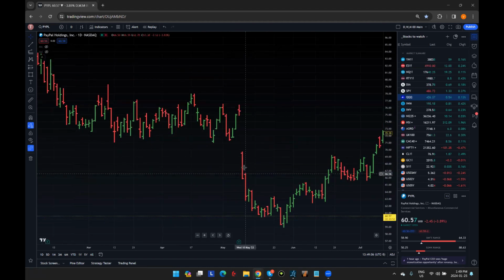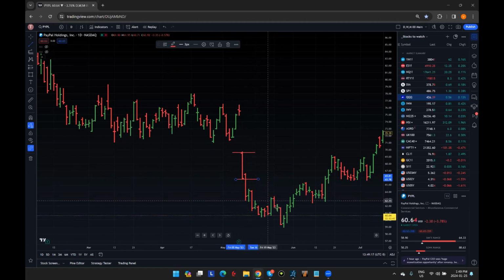All right, there's another quick example here. There we go, gap down. You let this bar close, you mark the high and the low, wait for a close outside of it, you put your stop on the other side, and off it goes.